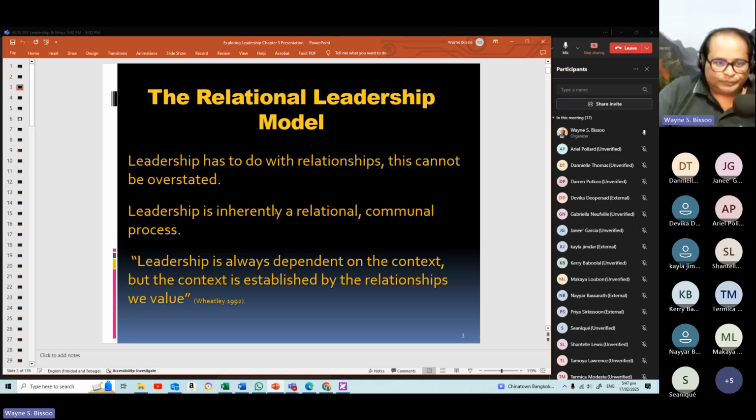Okay, so let's start with some basic background information. The premise of the relational leadership model is that leadership has to do with relationships, and we can't pull the relationship out of the leadership, so the nature of your relationship is going to be an important element that we're going to look at. And the second element that we're going to be paying attention to is that leadership is dependent upon the context in which you are establishing those relationships.